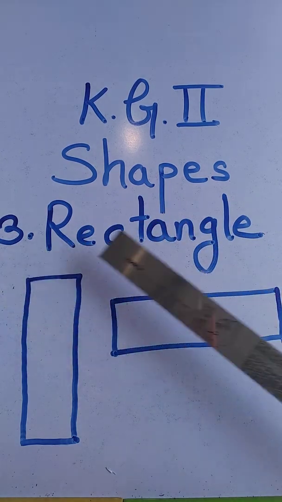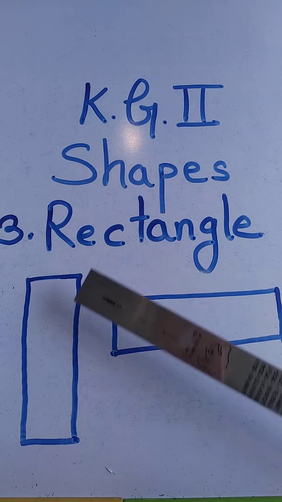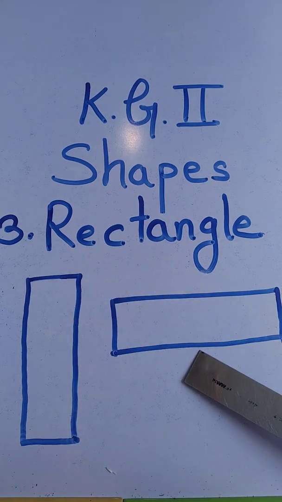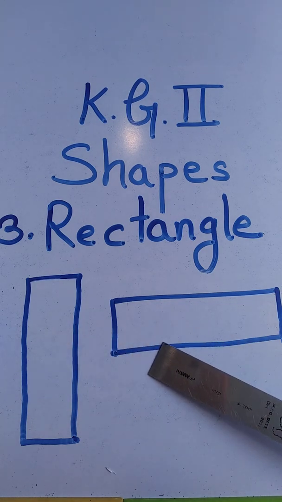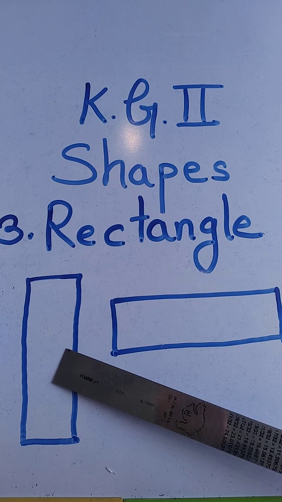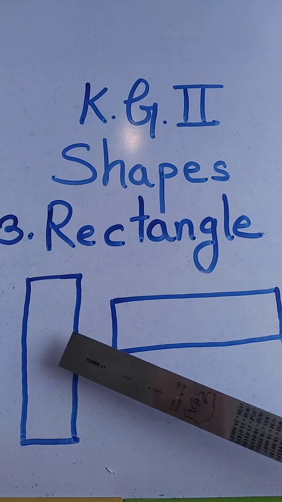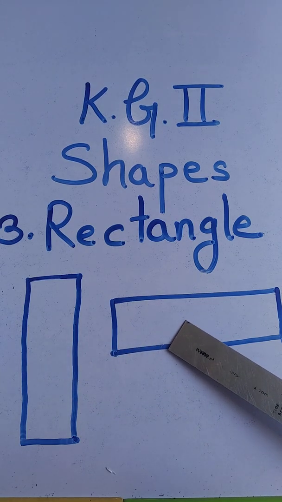Now the third shape is rectangle. The third shape is rectangle. We can draw rectangle like this also and like this also. Okay, both are rectangles. Which shape is this? It's a rectangle. And it is also a rectangle.